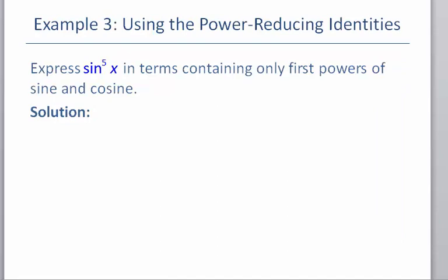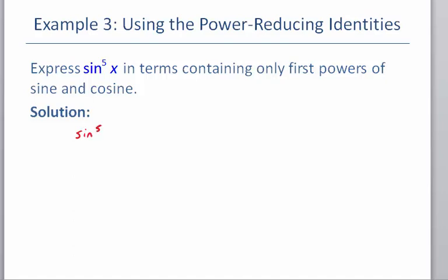All right, so our problem says express sine to the 5th power in terms of containing only first powers of sines and cosines. So we want to take sine x to the 5th, and we want to write it with sines and cosines, but with no exponents other than 1. All right, so what we're going to do is we're going to take that sine to the 5th, and we're going to break it up just like we saw in the last example.